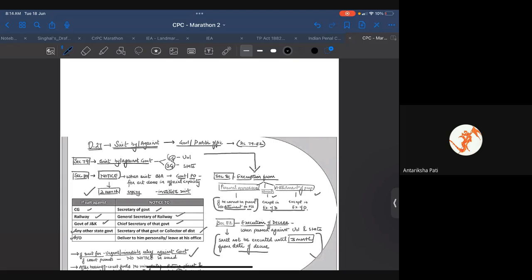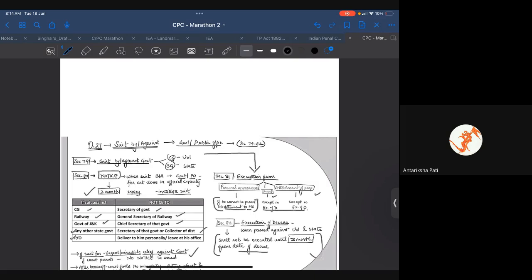Now, Section 80 says that notice has to be given if there is a suit against or by the government or public officer for an act done in official capacity. A 2 month notice has to be given, and only on expiry of that can the suit be instituted. And if the suit is against the central government, then notice is to be given to the secretary of the government.